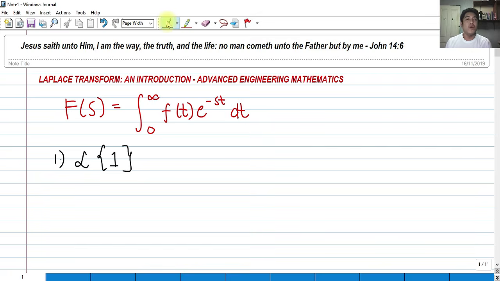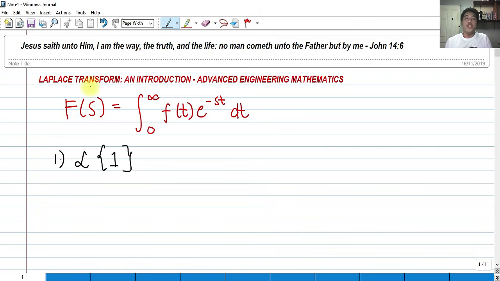So let's start. What is the Laplace Transform? Usually the Laplace Transform is used to convert an f of t function in terms of time, in terms of t, into the S domain. So from time domain to S domain, that's what the Laplace transform does. So we have f of s here.